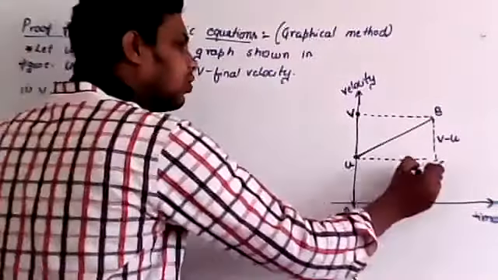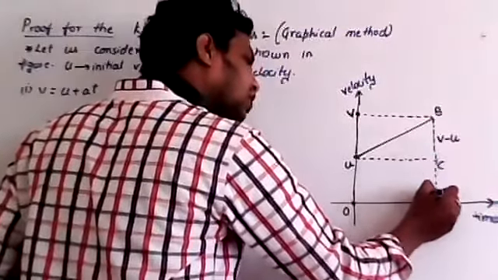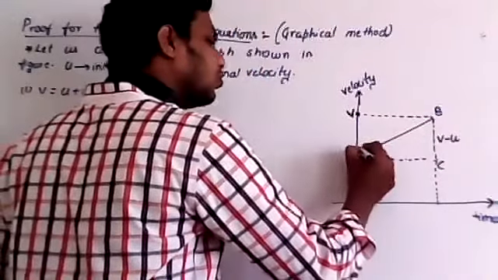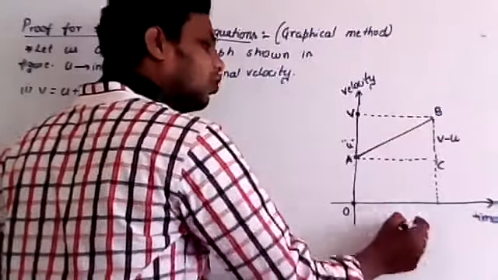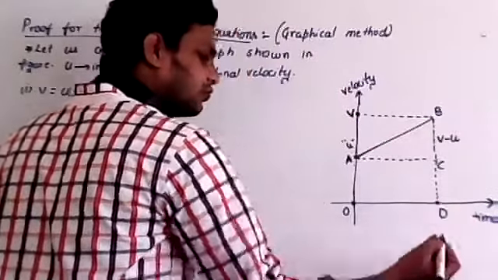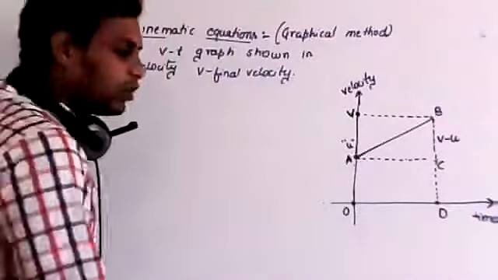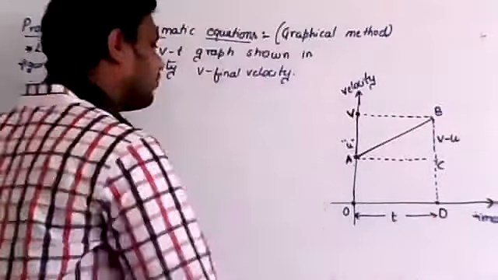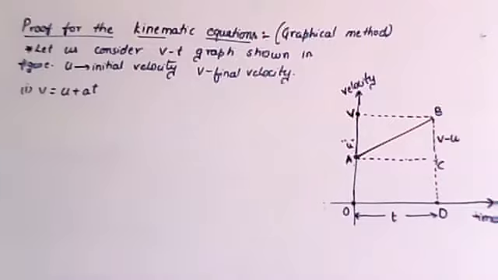Now remember, I will draw one more projection to the bottom. So here the velocity is U. I will take this point as D. Now this OD value, I will take it as time t.